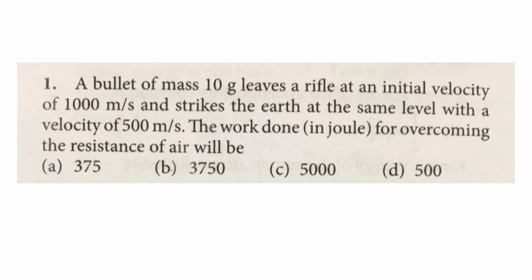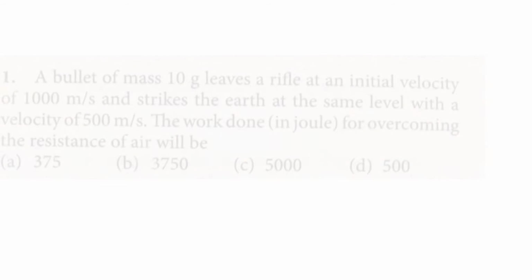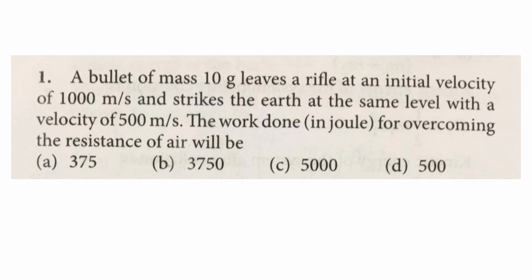A question is like this way: a bullet of mass 10 gram leaves a rifle at an initial velocity of 1000 meter per second and strikes the earth at the same level with a velocity of 500 meter per second. The work done in joule for overcoming the resistance of air will be. That's a question. 4 options are given there.